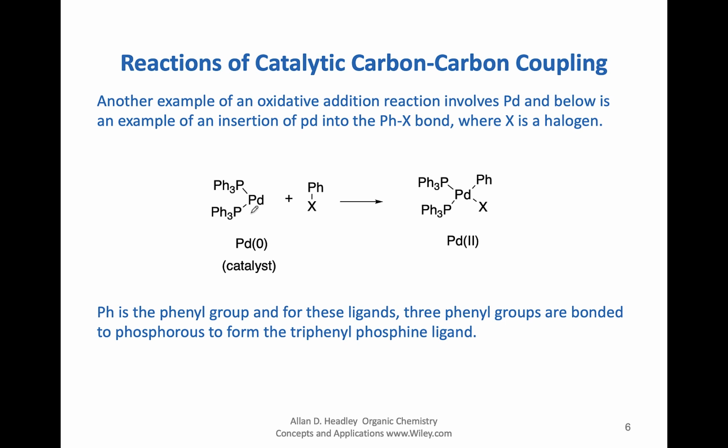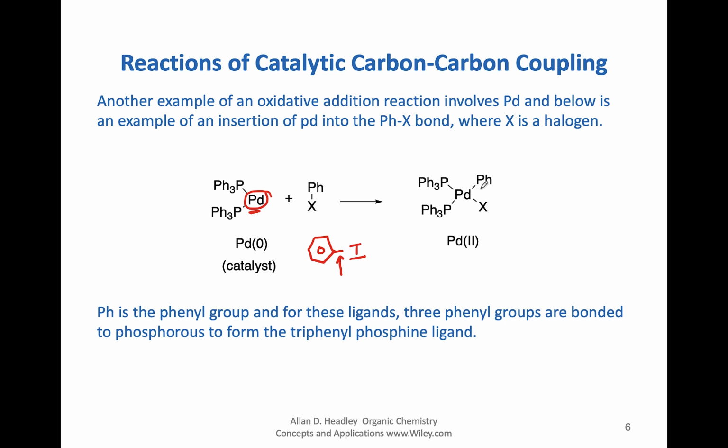So here's our palladium that you'll see quite a bit in this chapter. And this time it's coordinated to 2 ligands, triphenylphosphine ligands. Here is a phenyl that's bonded to a halogen. So this could be your typical benzene ring here bonded to an iodine, for example. So this metal here is inserting into that bond as you've seen here.